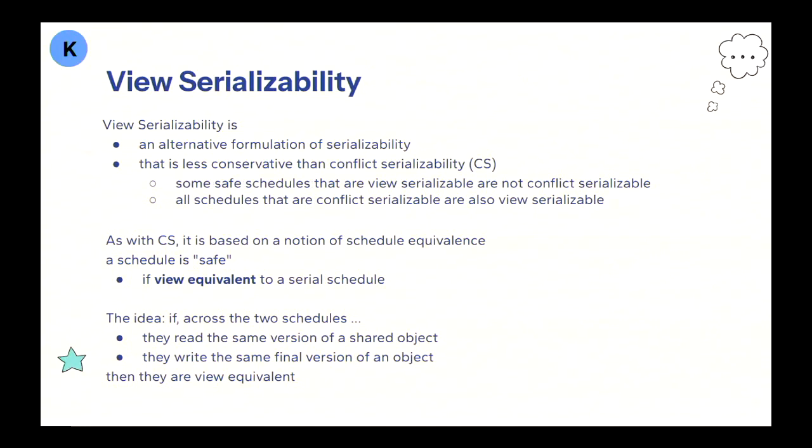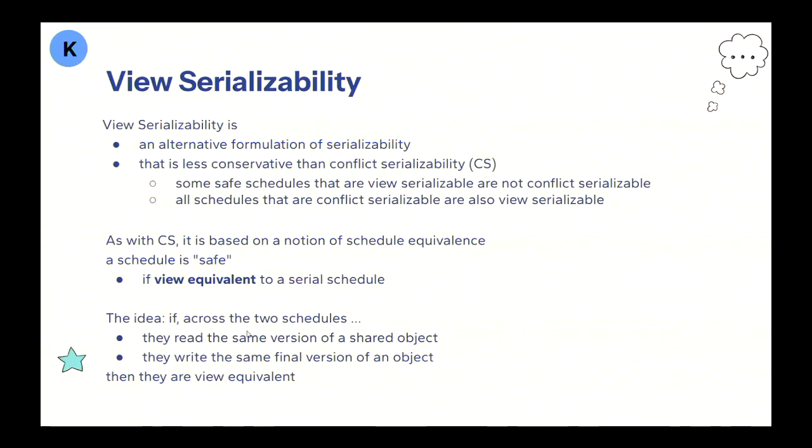The second formulation of serializability here is view serializability. View serializability is less conservative than conflict serializability, so it is less strict. Therefore some safe schedules that are view serializable are not conflict serializable, but all schedules that are conflict serializable are also view serializable. And the same as with conflict serializability, it is also based on the notion of schedule equivalence. We are trying to find an equivalent serial schedule for this concurrent schedule in order to verify the serializability here.